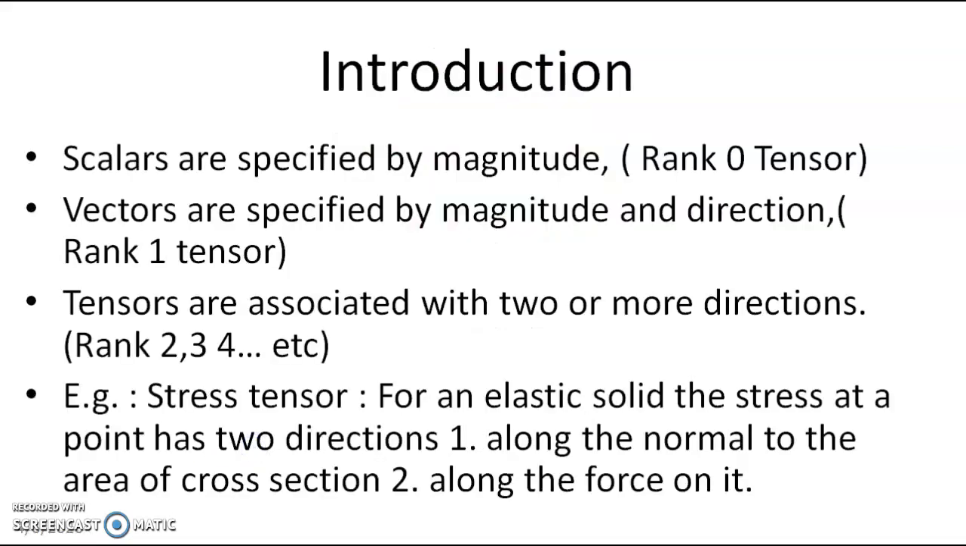We know scalars. What are scalars? Scalars generally have magnitude and unit, and scalars are included as zero-rank tensors, right? And next, vectors. Vectors are specified by magnitude and direction. So vectors are called rank 1 tensors. On the other hand, tensors are associated with 2 or more directions. Okay, so rank 2, rank 3, rank 4 tensors, etc. Right? One example of a tensor is the stress tensor.